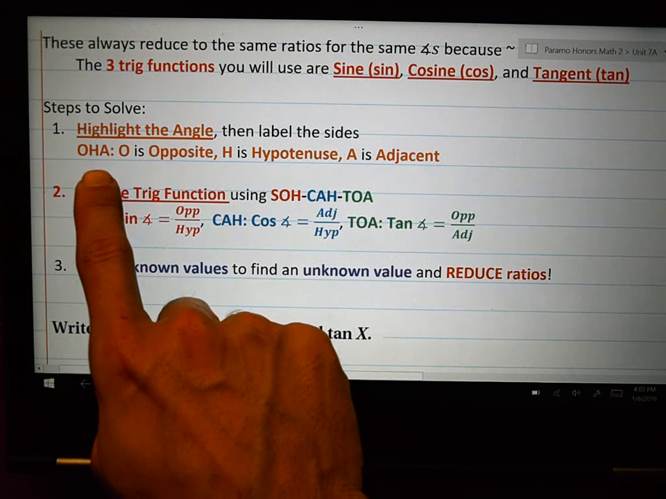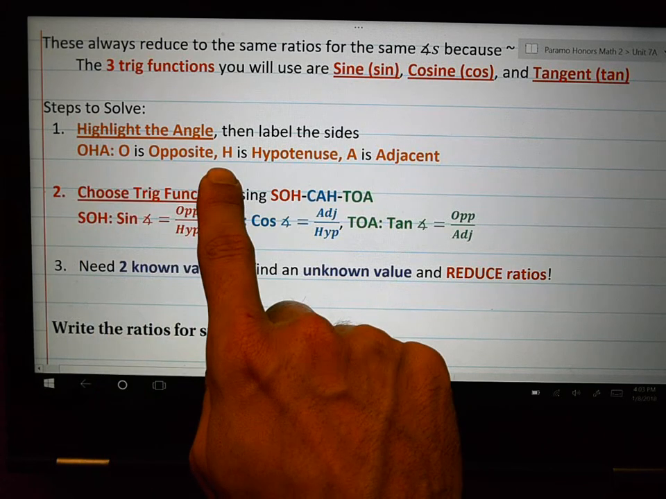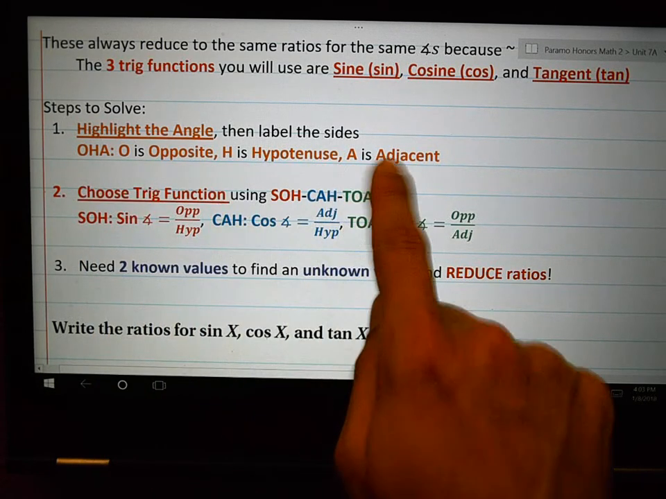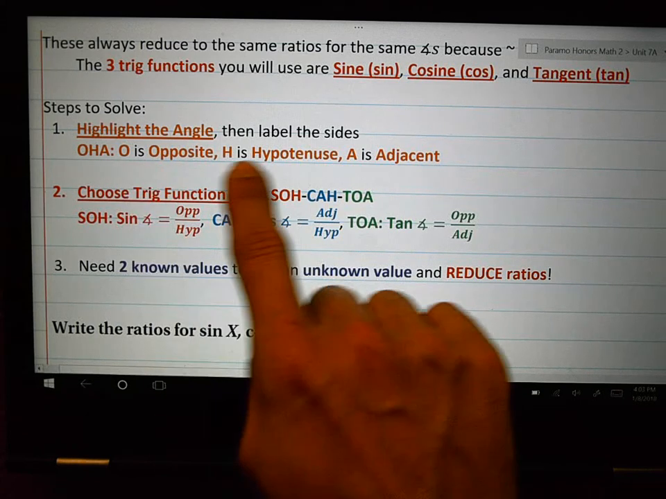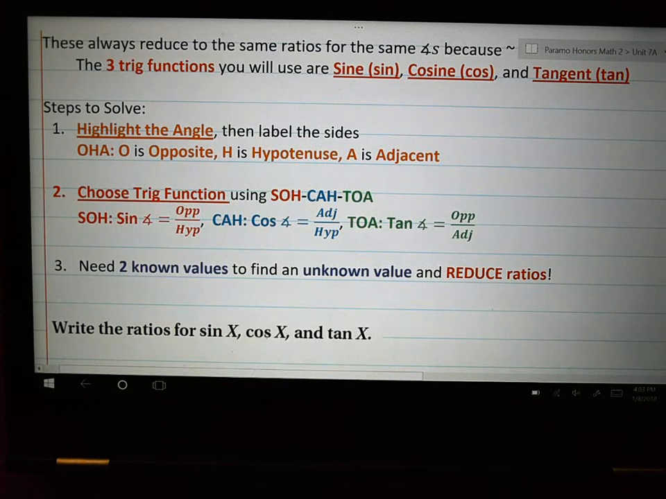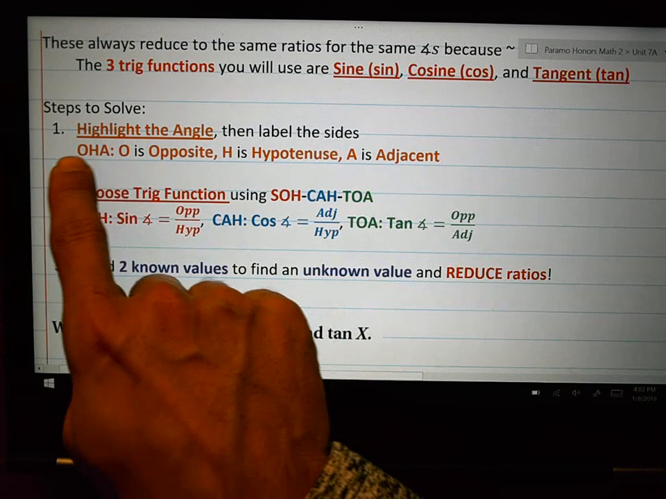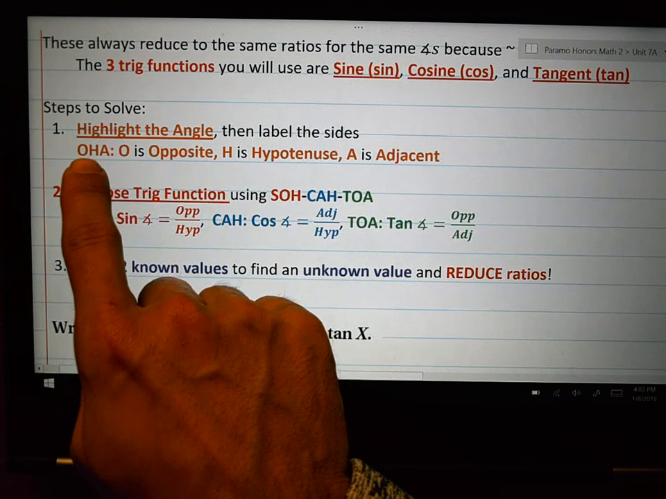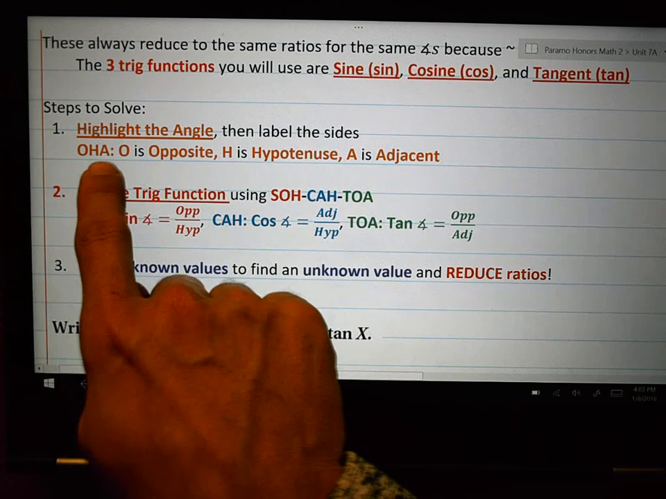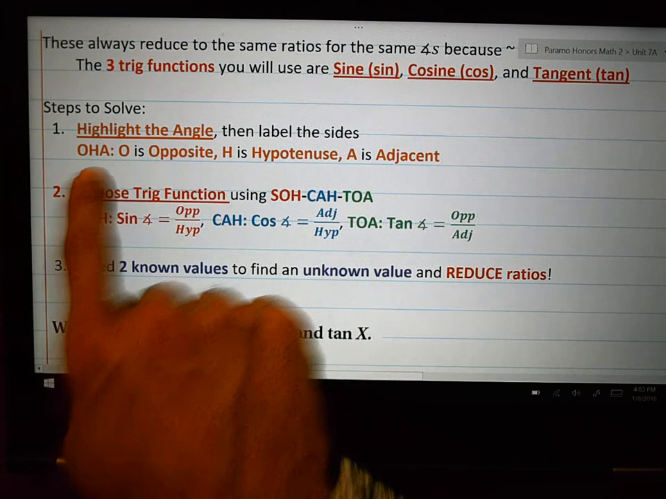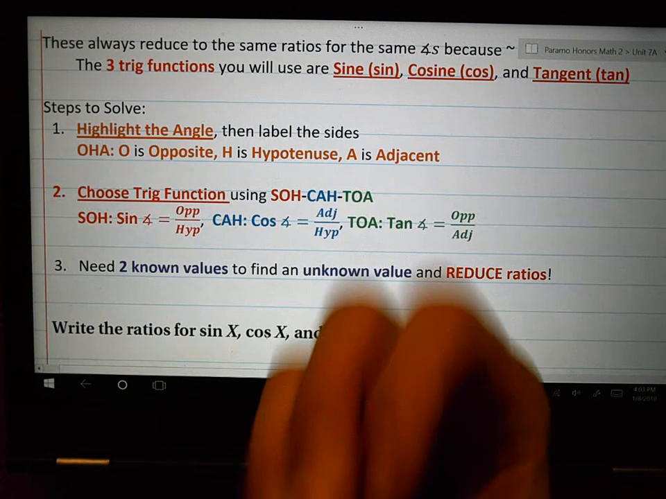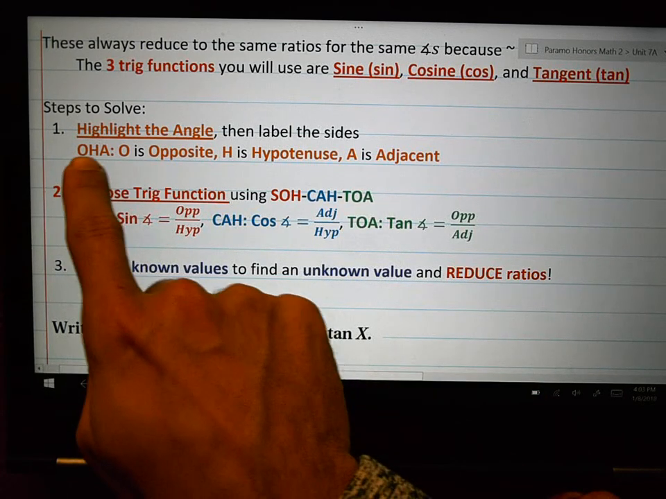You're going to label opposite. You're going to label H as the hypotenuse. You're going to label A as the adjacent side. These 3 things, O, H, and A, you are going to have to do every single time until you get really good at it, and then you'll be able to do it in your head. But what I like to remember this step as is oh-ha. You're always going to start with oh-ha, oh-ha, oh-ha, like that. It's so easy to remember.